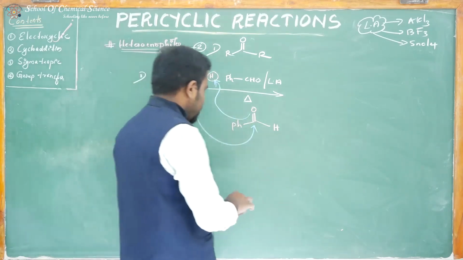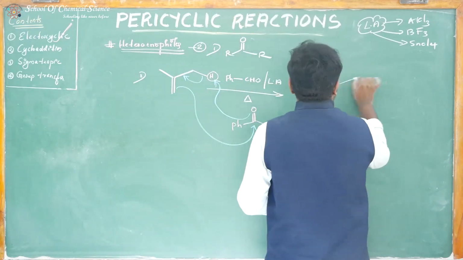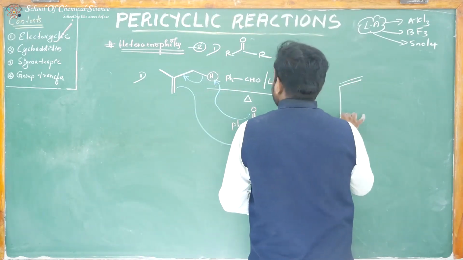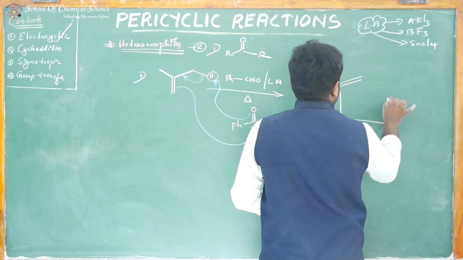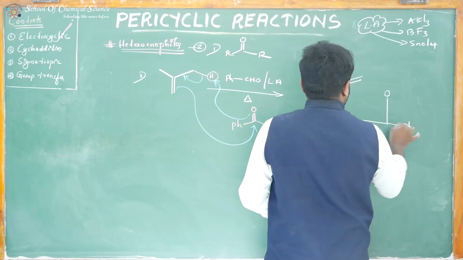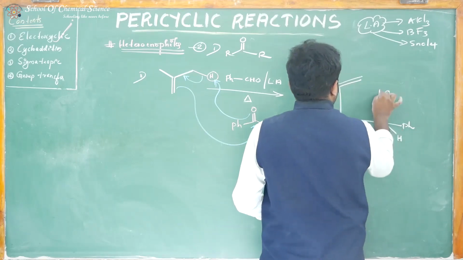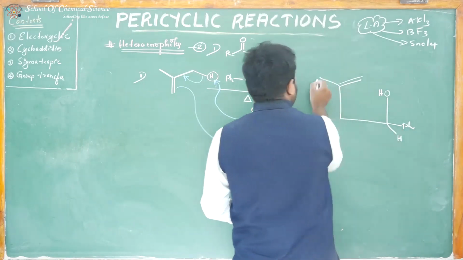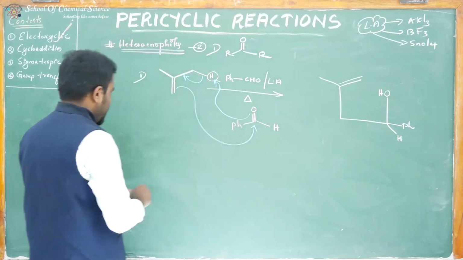So what will be your product? Between these two carbons, a pi bond is formed. This carbon is connected to the carbonyl carbon, and this is O. Here a Ph and an H is present. O becomes OH. Here a methyl group is present. So that will be your final product.